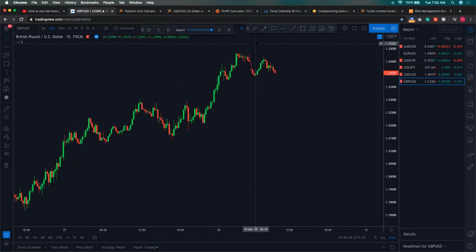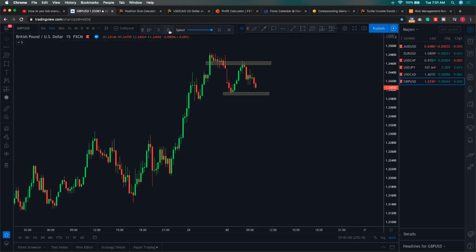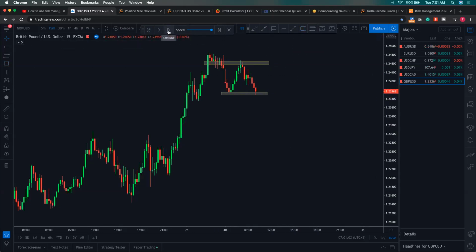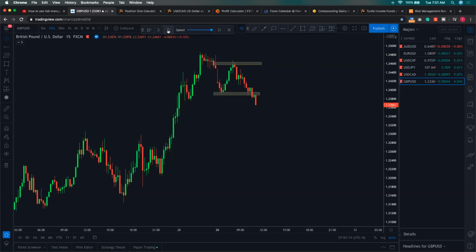Okay, so we can just draw this area. Can draw this area. Okay, and just wait. And price rejected that area. And see what happens next. And price pushing down this area here. So I will wait for one more candle for confirmation.